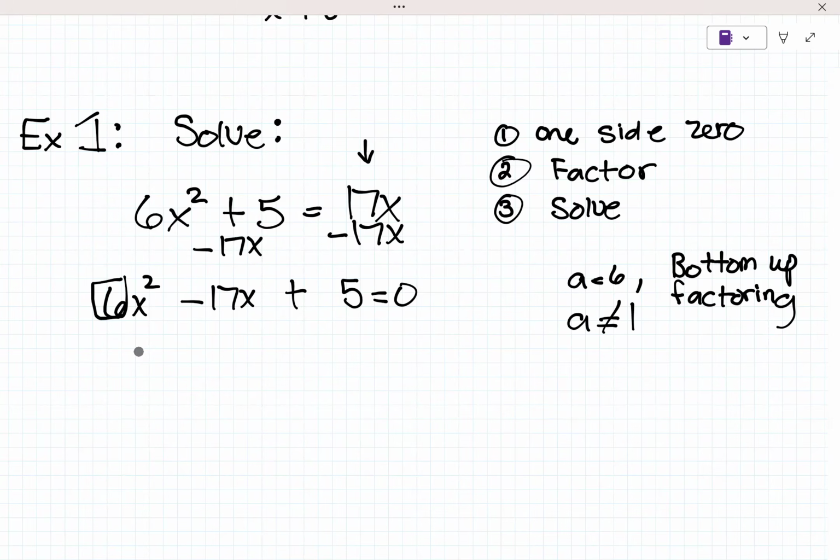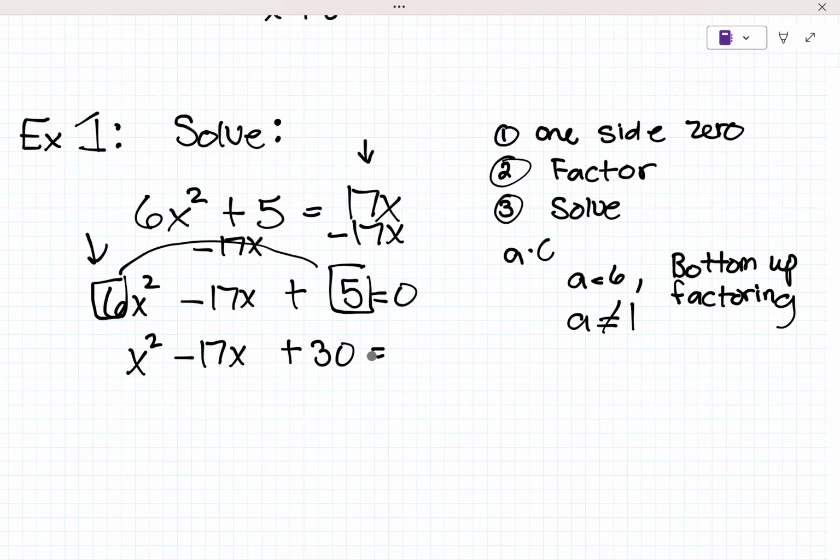So how do I do this bottoms up factor? Well, first step is rewrite it as if this 6 does not exist. So it's going to be x squared minus 17x. And then the last term is no longer going to be 5. It's basically a times c, or in our case, 6 times 5, right? So that would be 30. And then from here, it's just simple factoring. You can make your factor tree. You're gonna put an x here, an x there, and then a blank space, and then a blank space.